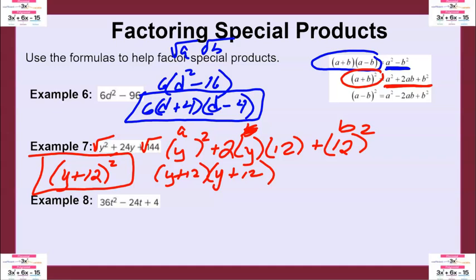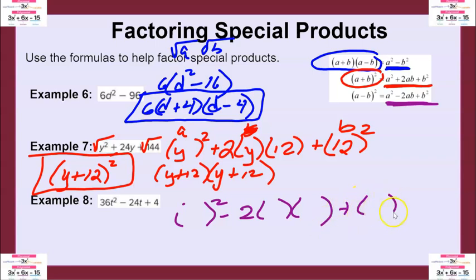And our last one here, I have a trinomial, so I know it's a perfect square trinomial. This sign here is a minus sign, so I'm going to be using the minus form. So this is what I have. So I have a squared minus 2ab plus b squared. So I'm going to find the square root of 36t squared, which is 6t. And then the square root of 4 is 2.